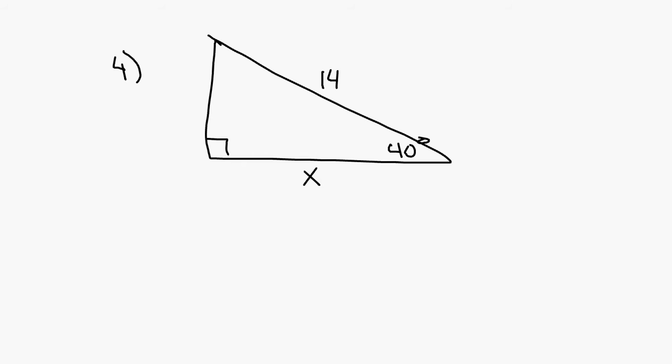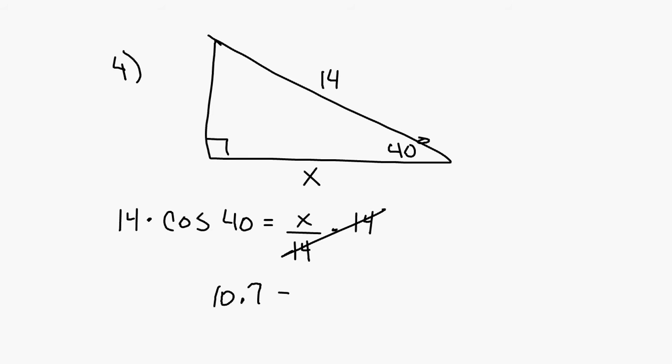In relation to the given angle, you're dealing with adjacent and hypotenuse. It's cosine again. It's cosine 40 equals adjacent over hypotenuse. Multiply both sides by 14. 10.7 equals x. Never mind, okay.